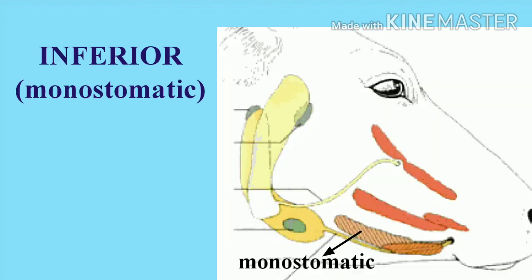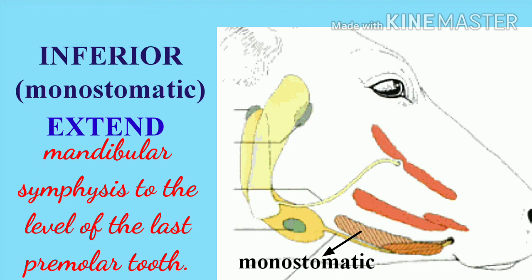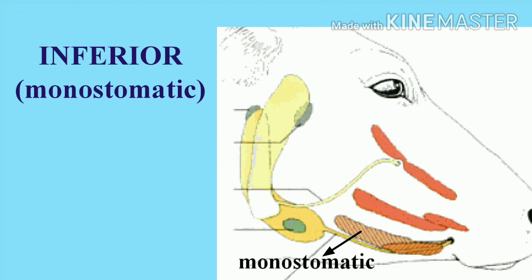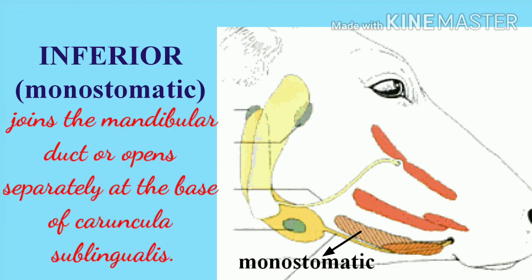And then let's study about the inferior, or we can say monostomatic. Its color is pink and its gland extends from the mandibular symphysis to the level of last premolar tooth. It is thicker and shorter than the superior gland and it is situated below it. There is only one duct in this gland which either joins the mandibular duct or opens separately at the base of the caruncula sublingualis, close to the opening of the mandibular duct.